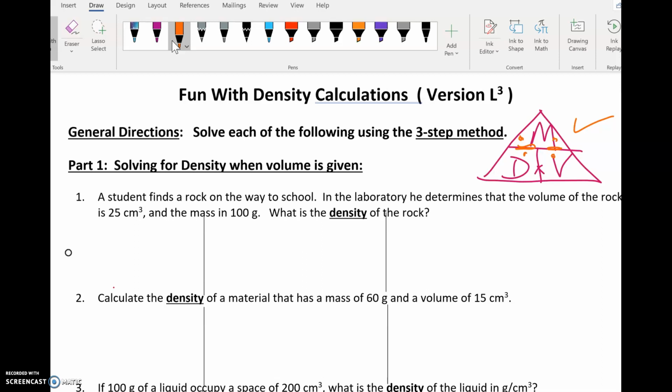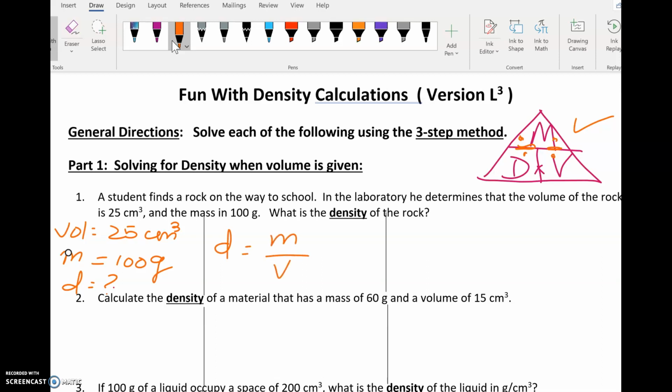A student finds a rock on the way to school. In the lab, he determines that the volume of the rock is 25 cubic centimeters and the mass is 100 grams. All right, so my volume is 25 cubic centimeters. Mass is 100 grams. And we're looking for density. So density is going to be mass over volume.